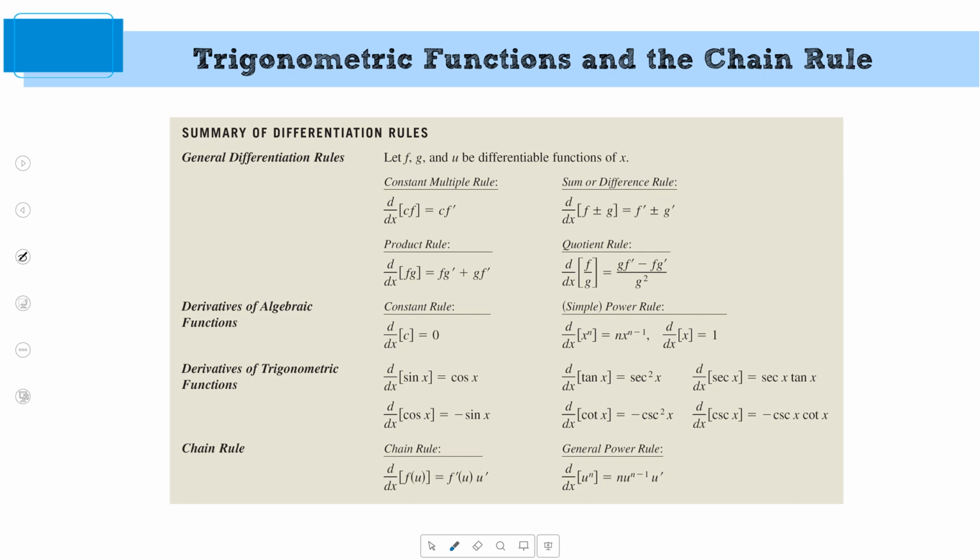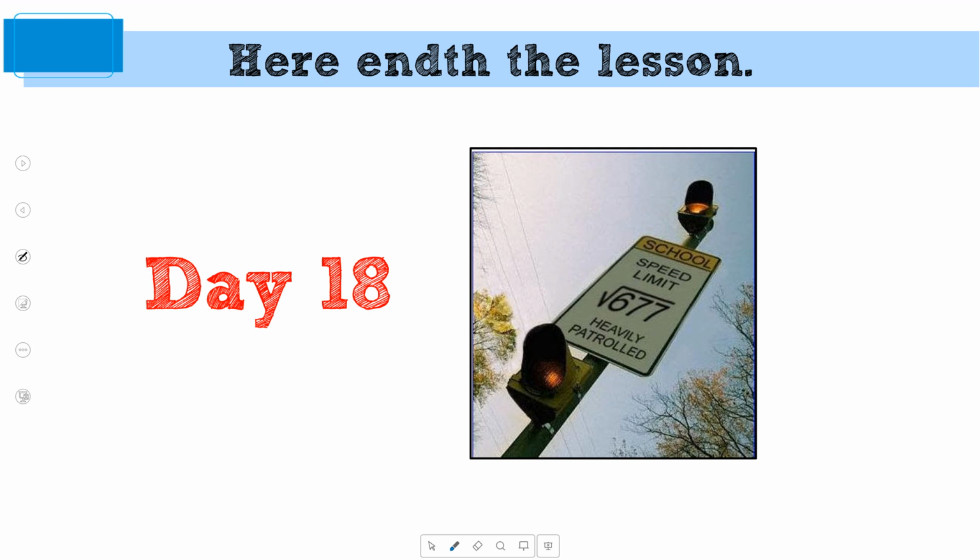Okay, questions? All right. That's good for the chain rule. So, what I would like to do is take a 5-minute break, and then when you come back, we will wrap up with the product and quotient rule from yesterday. 2:23. Go.